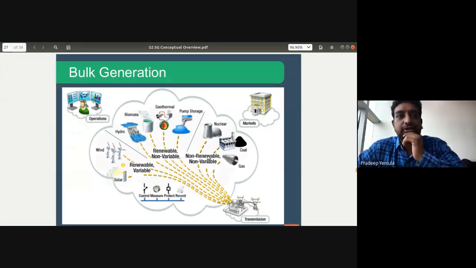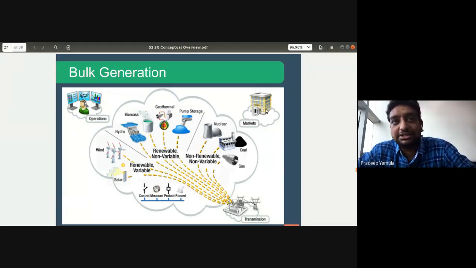Next, on the right, we have nuclear generation, coal generation, and gas generation. These are non-renewable and they are also non-variable. So different types of generation technology. What are the activities? Controlling, measurement, protection, and recording. So this is the entire expanded view of the generation domain.